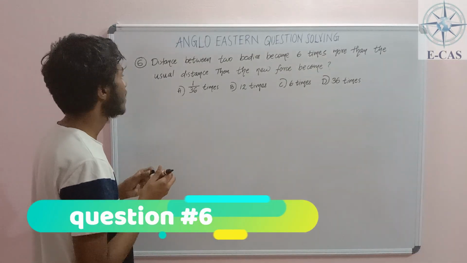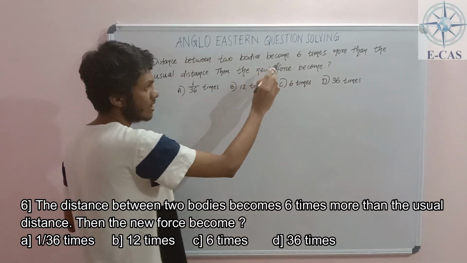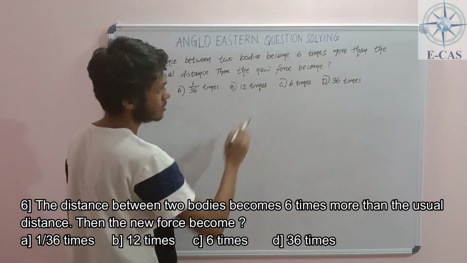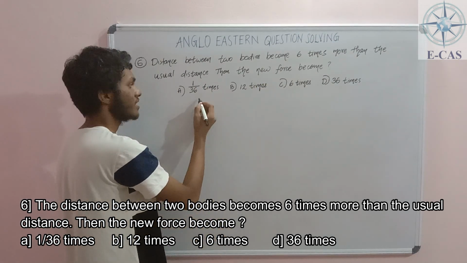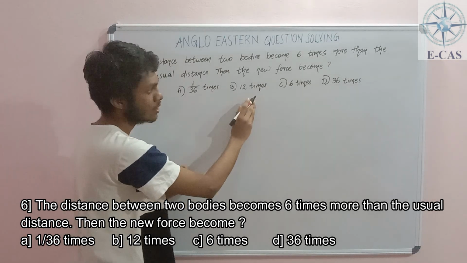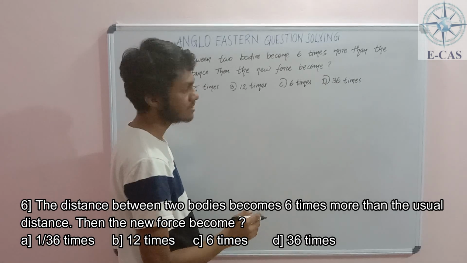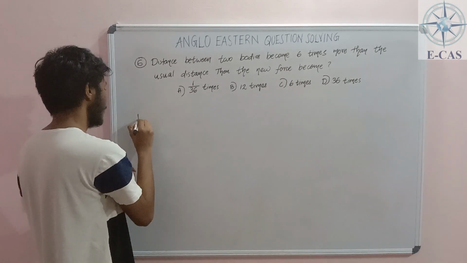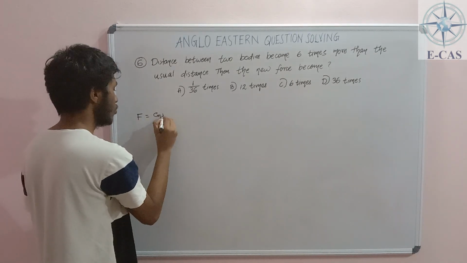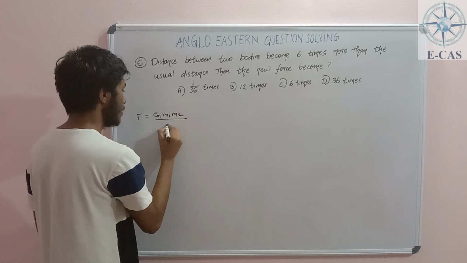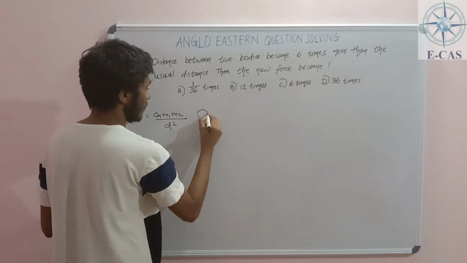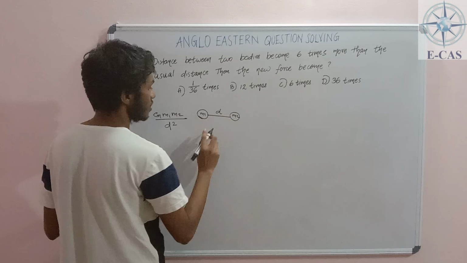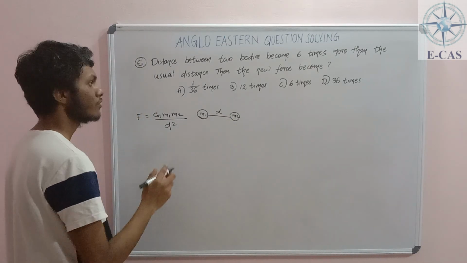Sixth question. The distance between two bodies becomes 6 times more than the usual distance. Then the new force becomes option A 1 by 36 times, option B 12 times, option C 6 times and option D 36 times. From Newton's law of gravitation, we know that F is equal to G into m1 m2 by d square, where m1 and m2 are the masses of two objects and d is the distance between the two objects. So we have to find the new force.